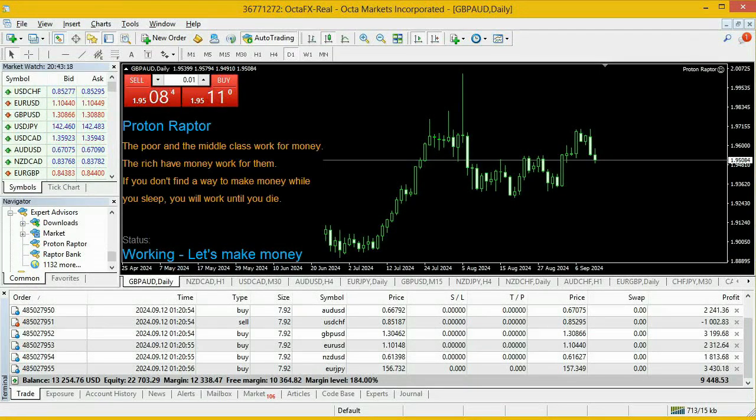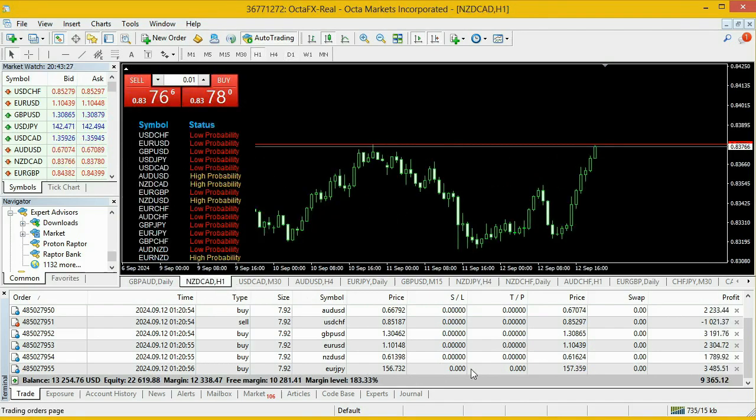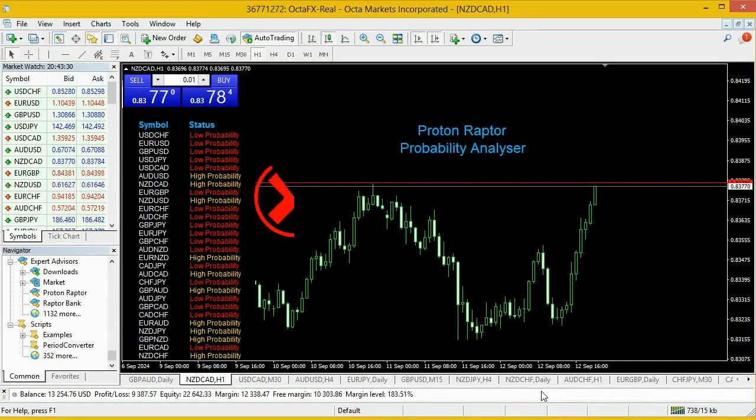After a little over 20 hours, this is where we are. As you can see, the condition of the market has changed, so we close all trades.